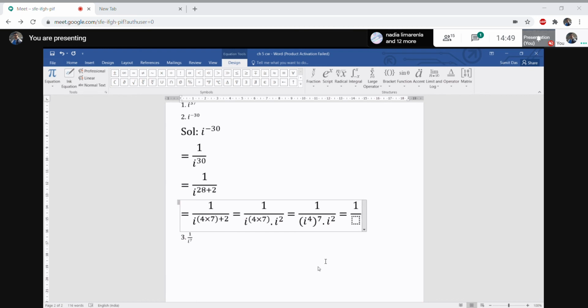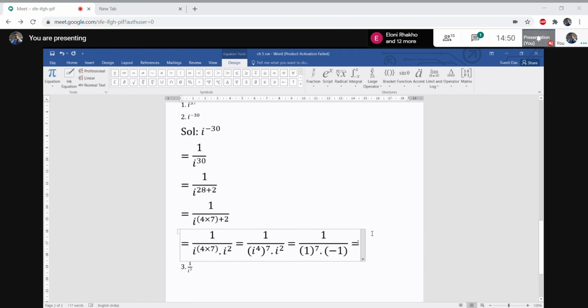1 divided by, what is the value of i to the power 4? i to the power 4 value is 1. So 7 into i square. i square value is minus 1. So you can write like this. It will be 1 divided by 1 to the power 7, which is 1, into minus 1. Which will give you 1 divided by minus 1, which is basically equal to minus 1.